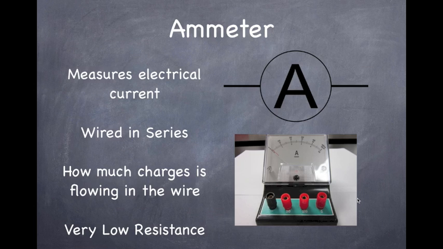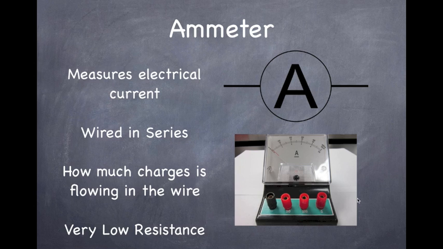Next we have an ammeter. An ammeter is going to be very important because it's a device that actually measures the electrical current in the circuit. It has to be wired in series, and we'll talk about that a little bit later. What it does is measure how much charge is flowing through the wire at any given time. A key factor is it has very little resistance, and so these are things that you need to know, and we'll go into more detail a little bit later.